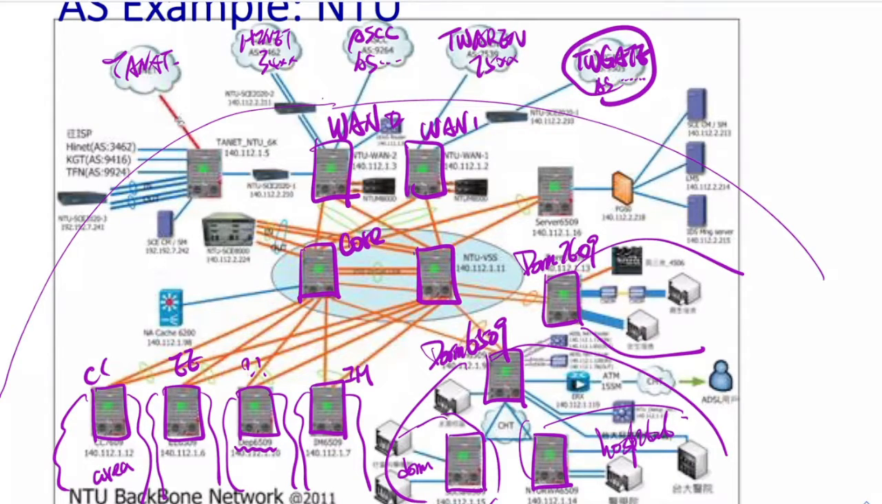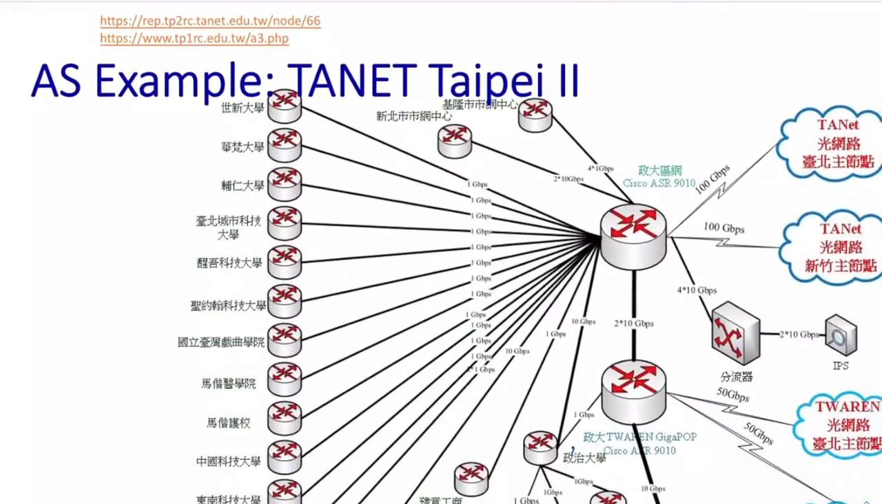So I think that is a good figure that can explain this. Indeed, we manage our network in such a way, in a two-level way.